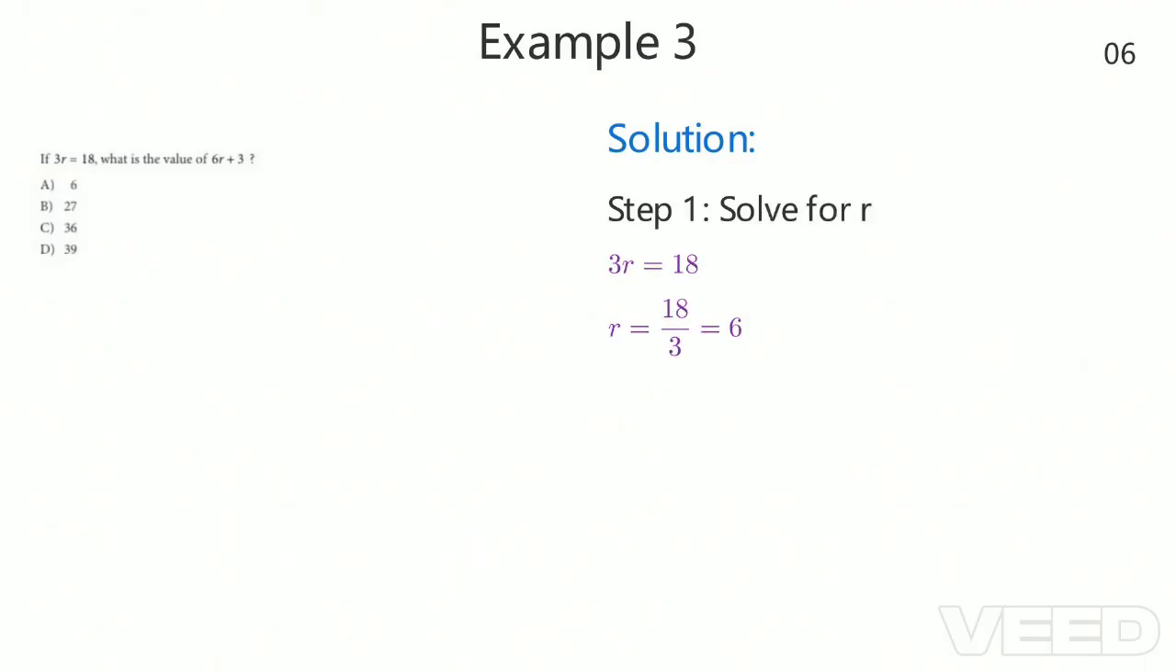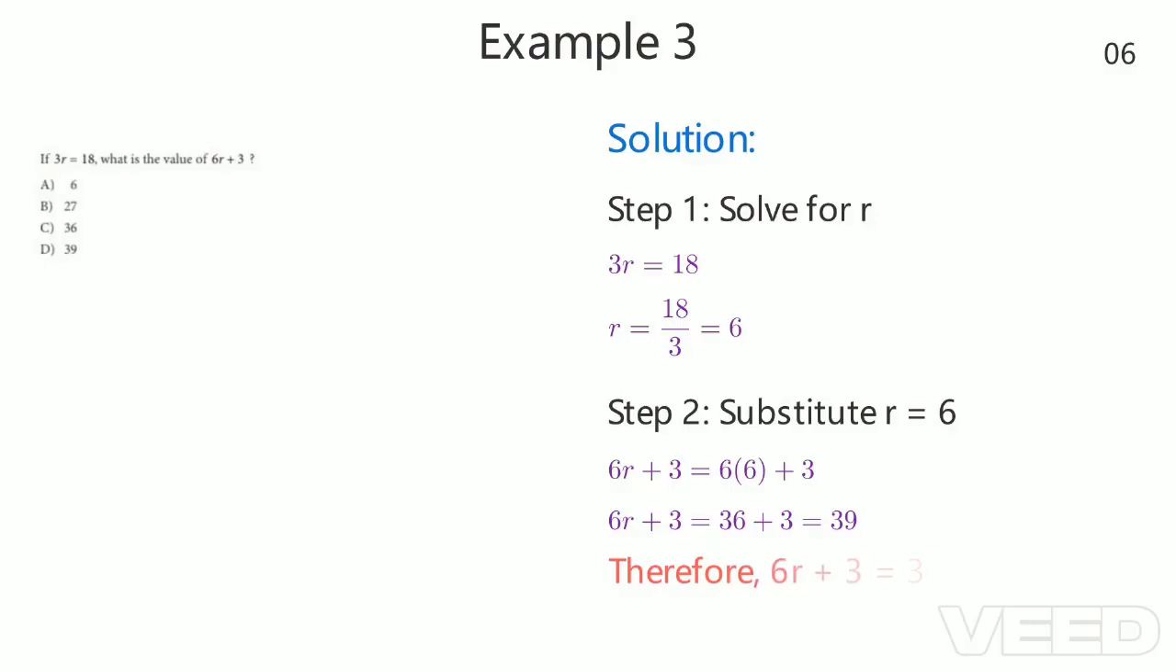Let's solve one more example. We're given the equation 3r equals 18, and we need to find the value of the expression 6r plus 3. This is another classic substitution problem. First, we solve for r. From 3r equals 18, we divide both sides by 3 and get r equals 6.